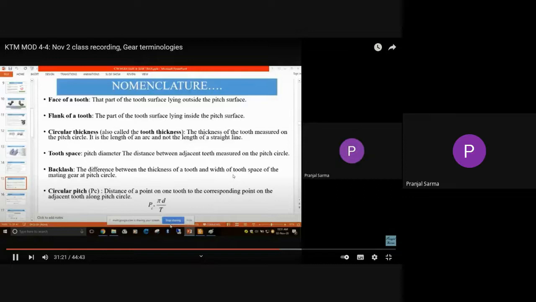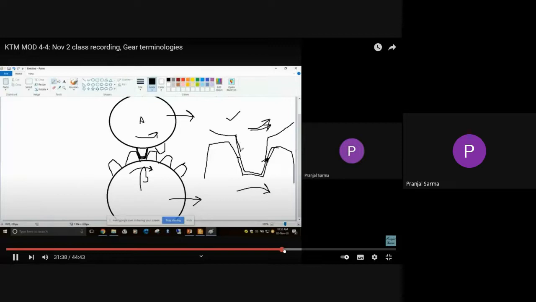Now, what is this backlash? How have we defined it? It is the difference between the thickness of the tooth and the width of the tooth space for this particular gear. This is the tooth thickness for this particular one, and in this particular gear, along the pitch point, this is the width of the space. So the difference is the backlash. This gap portion is nothing but the backlash.